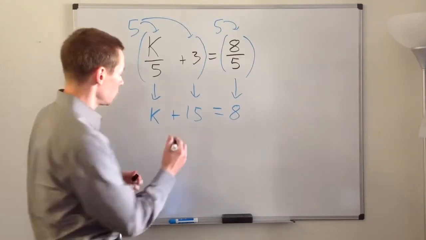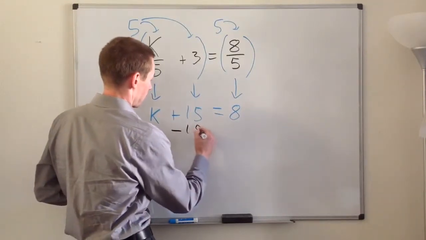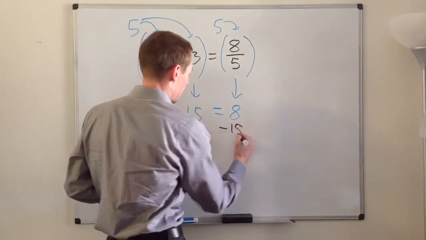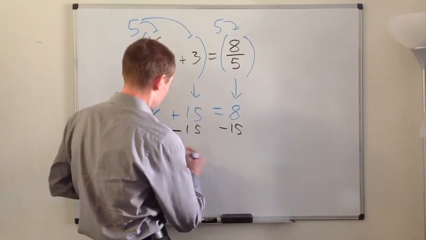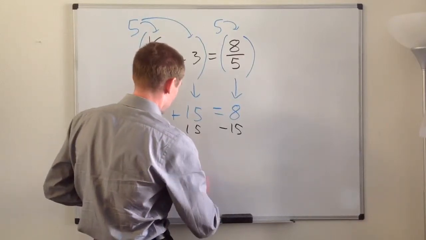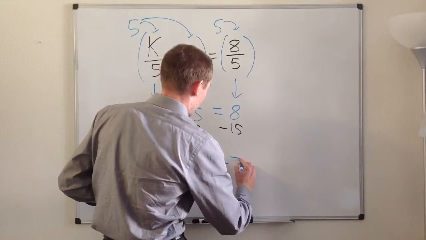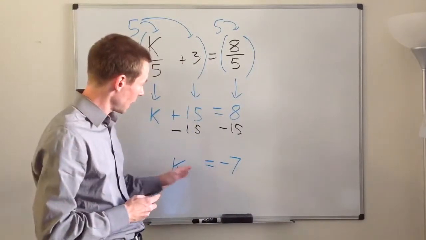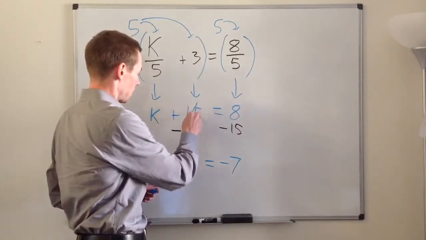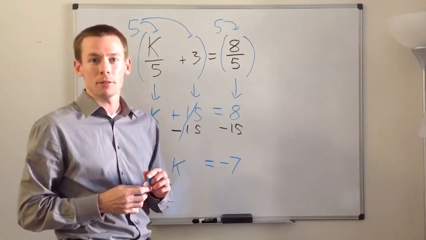So now all you have to do is subtract 15 from both sides. And 8 minus 15 is a negative 7, so k equals negative 7.